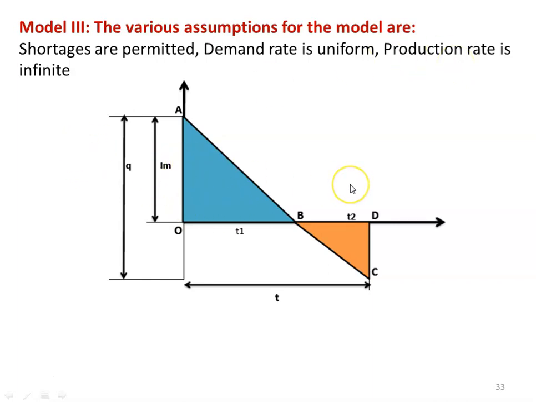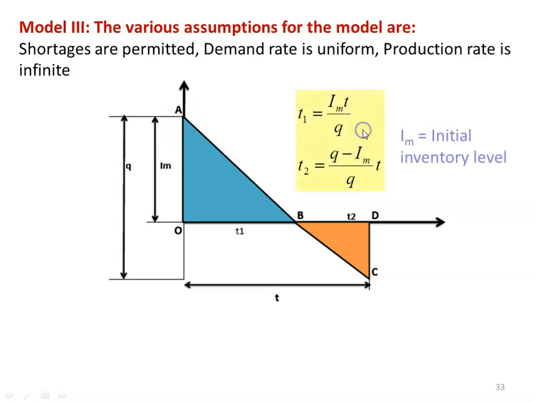And this is the diagrammatic representation of the model. O is the origin, total time is T for the first cycle. During this time T, Q is the stock level consumed for the entire time. IM is the initial inventory level, and it is consumed at the rate of R, the uniform demand rate. At the end of the time T1, at point B, the stock IM is exhausted, then there is a shortage. The shortage continues up to the point C during the time T2. Once you reach the point D, at the end of the time T2, you place the order, and immediately the stock level rises to Q. So again, the second cycle starts.